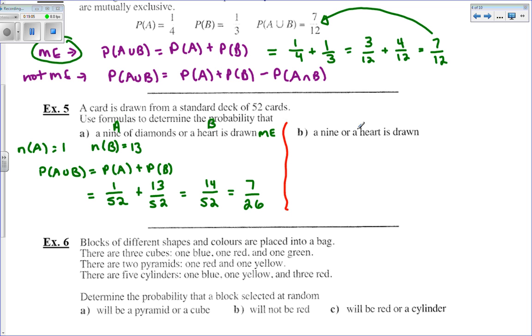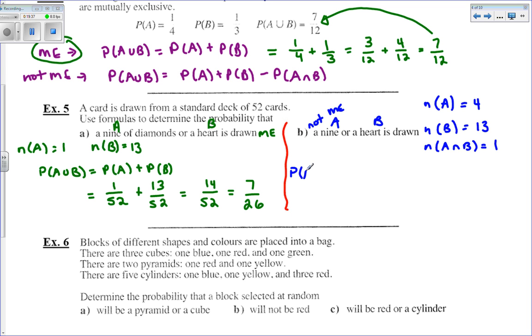A 9, or a heart. So if event A is a 9, there are 4 9s in the deck. Event B is a heart. There are 13 hearts. And there's 1 9 of hearts. So there's 1 card that is in both. It's both a 9 and a heart. So these are not mutually exclusive.